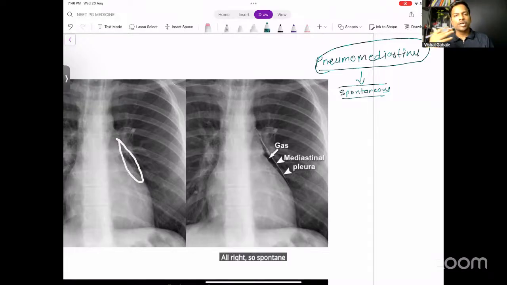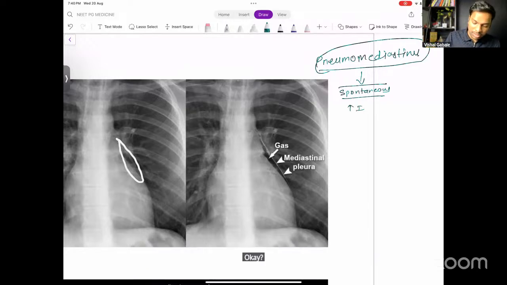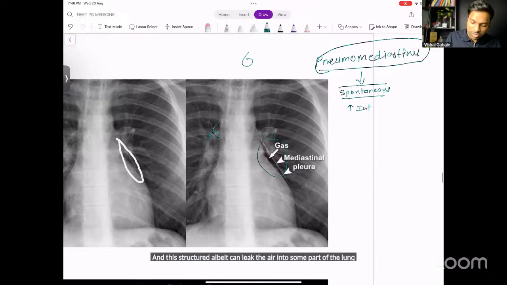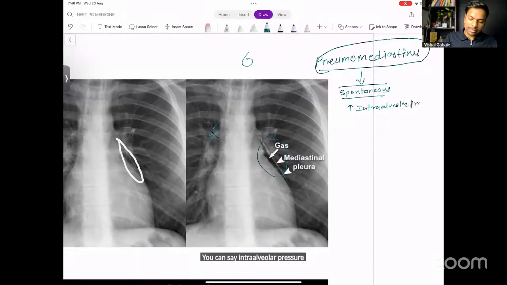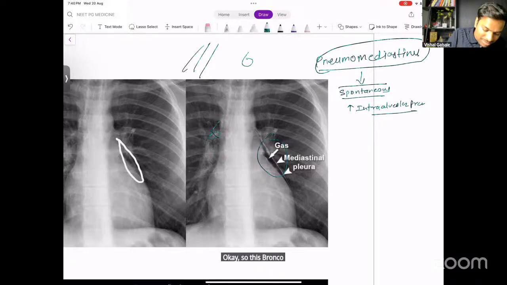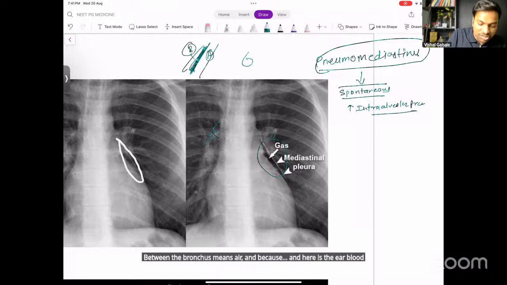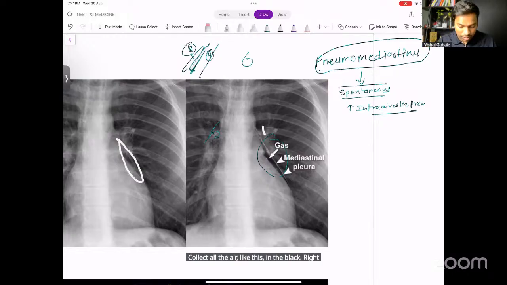So spontaneous means unknowingly it has happened because of the increase in the intra-alveolar pressure, meaning the alveoli in the lungs. Sometimes this alveoli ruptures and the ruptured alveoli can leak air into some part of the lung. The rising intra-alveolar pressure can lead to this rupture and the bronchovascular sheath. There is a sheath between the bronchus, meaning air, and the vessels, meaning blood. This sheath collects all the air, and that gives rise to this appearance.